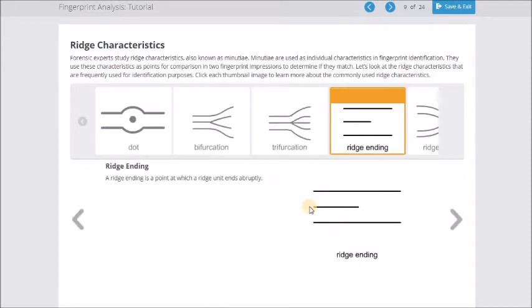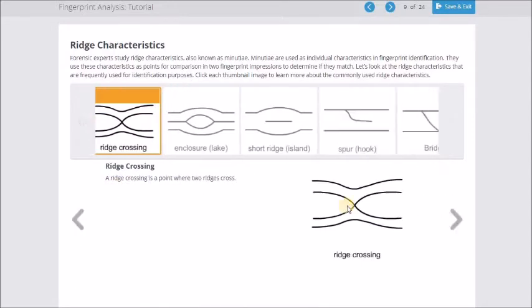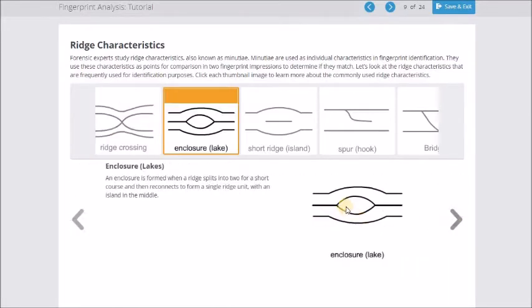Then you have an ending. This is where a ridge just stops. Okay, and then you have a ridge crossing, where they kind of make a cross over each other, like if this were a road, this would be a crossing right there. You have an enclosure. They also call it a lake, which is kind of silly, because this is the lake and this is the island in the middle.